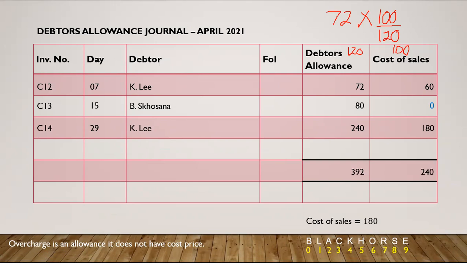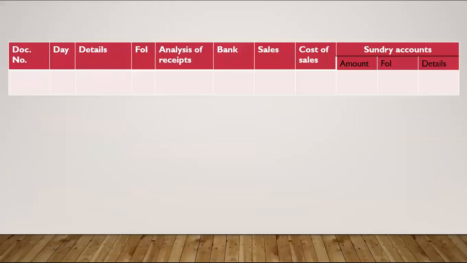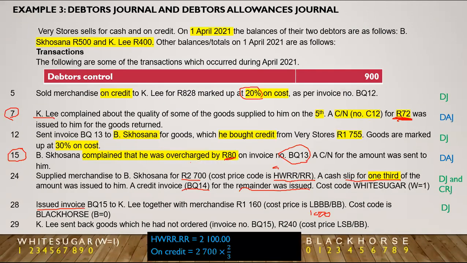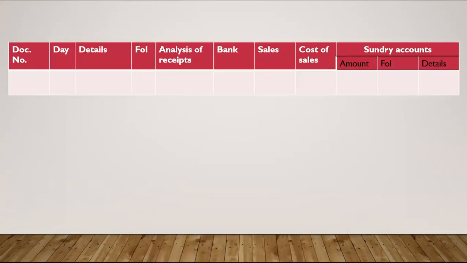One thing that I did not record is the 1/3 of the transaction that we had. What day was that transaction? Was it on the 24th? Yes, it was on the 24th. So that 1/3 of 2,700, we are going to record under bank and sales. And 1/3 of 2,100 will be cost of sales, and that will be 700.